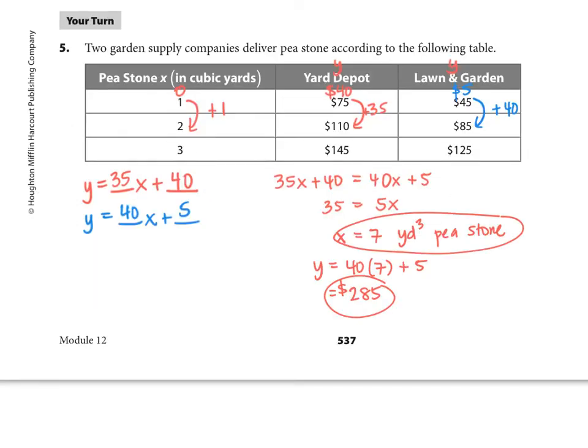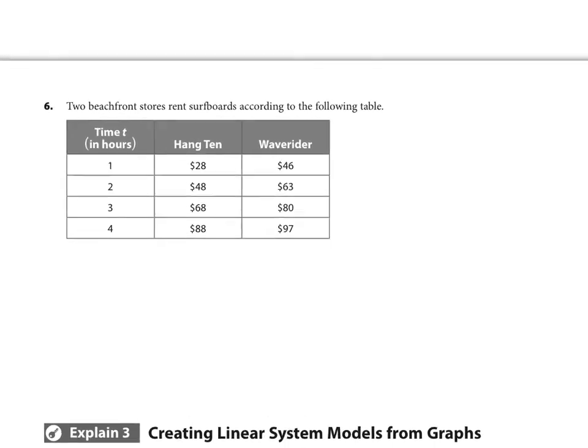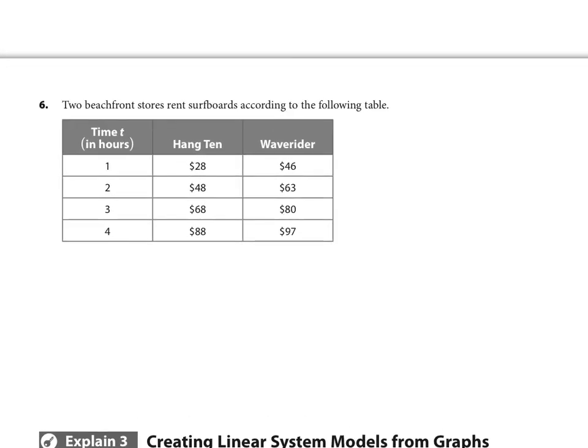Our solution is that Yard Depot and Lawn and Garden will both charge $285 for 7 cubic yards of P stone. That's when they'll cost the same. That's how many cubic yards they will both cost the same. That's it. So go ahead and try number 6 on the next page using a table. And you'll see the solution come up for this in a few seconds.